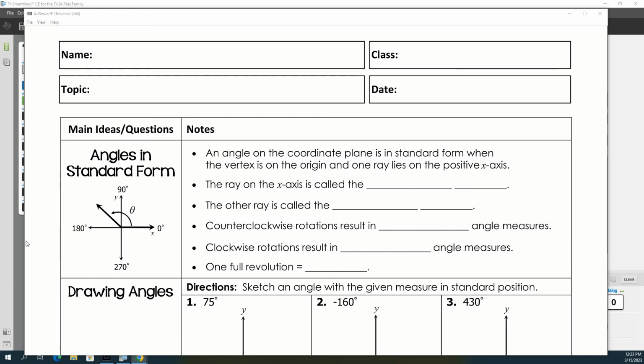All right, so we are going to call this topic 12.3. And I do a lot of different things, so let's just call it angles in standard form.